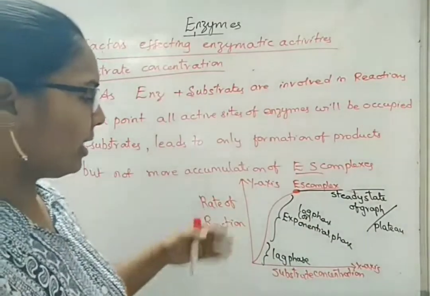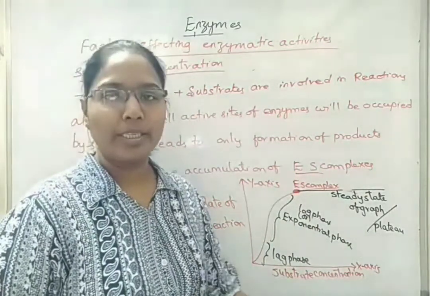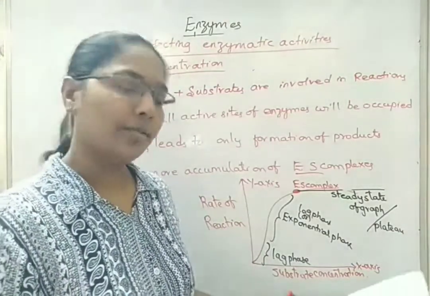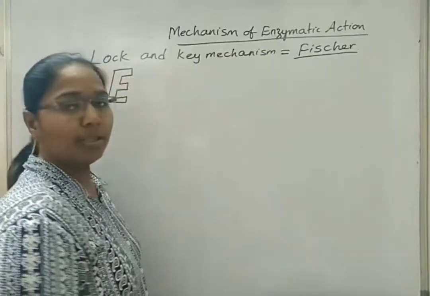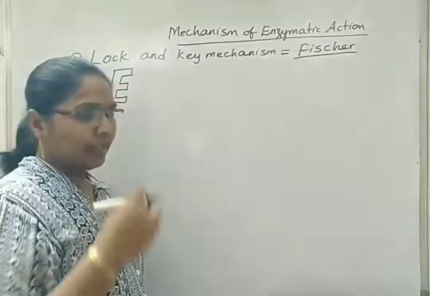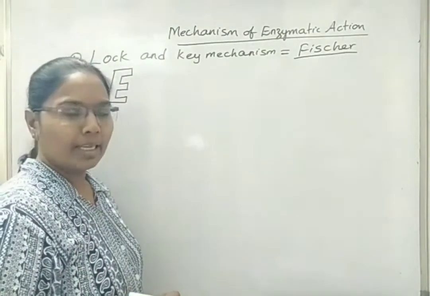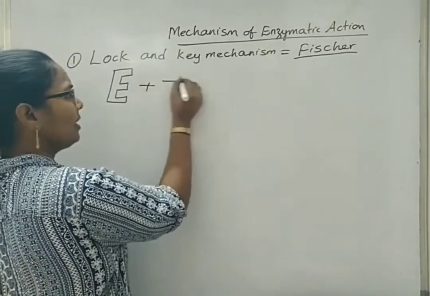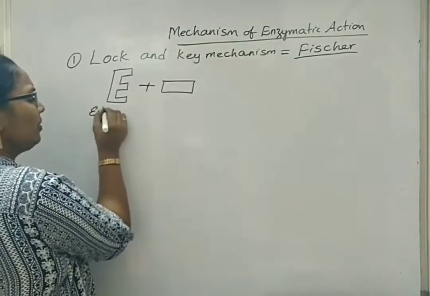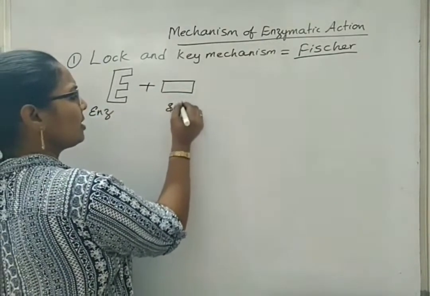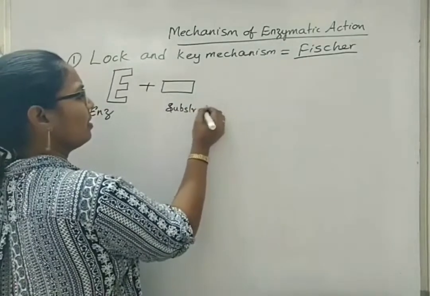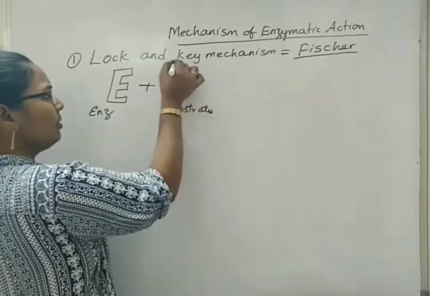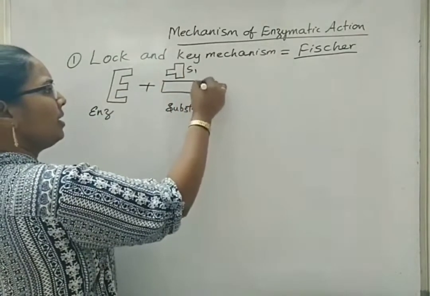Later, based on increasing and decreasing levels of substrate concentration, the Michaelis-Menten constant was given. Next, we will see the mechanism of enzymatic action. There are two different mechanisms. One is the lock and key mechanism, which is given by Fischer. In this, we see one enzyme involved with a substrate. So this one we can consider as an enzyme and this one as a substrate. Since here I have represented two different active sites, we will give two different substrates. This is S1 and S2.